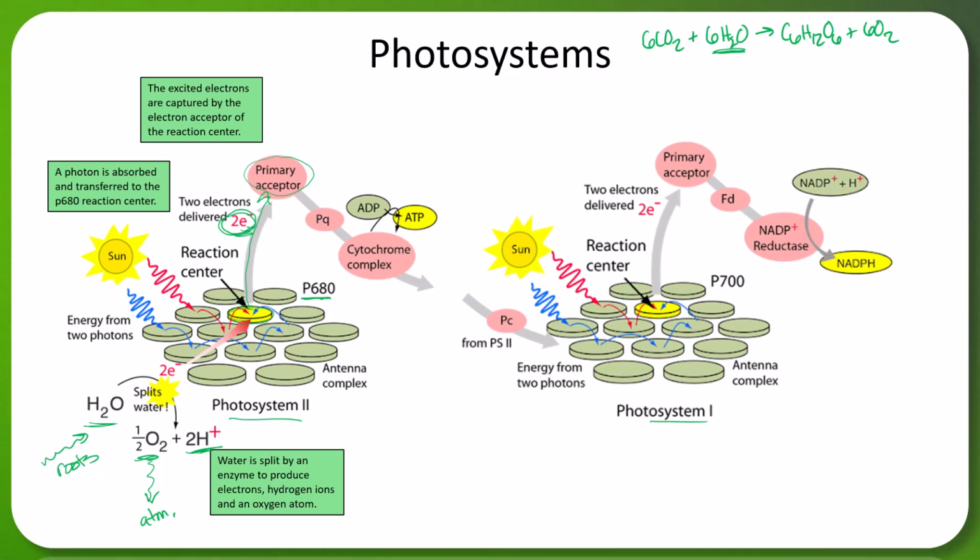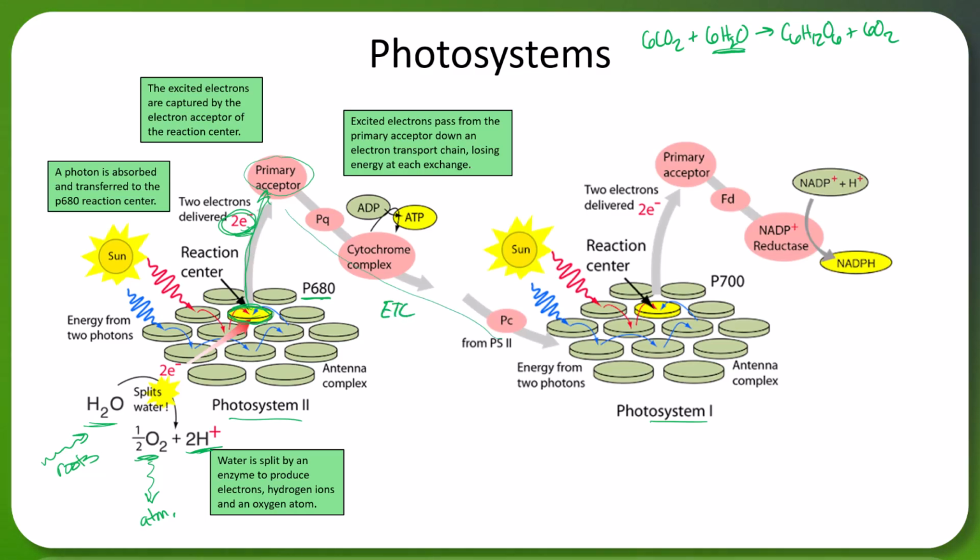So as those electrons that get pulled out of water get moved to this reaction center, the photons that are being absorbed and bounced around and focused on this reaction center are going to take those electrons to a high energy state and then give them to a primary electron acceptor. Once they move from the reaction center to the primary acceptor, excited electrons pass from the primary acceptor down the electron transport chain, which is this. We'll call that the ETC, electron transport chain, losing energy at each exchange.